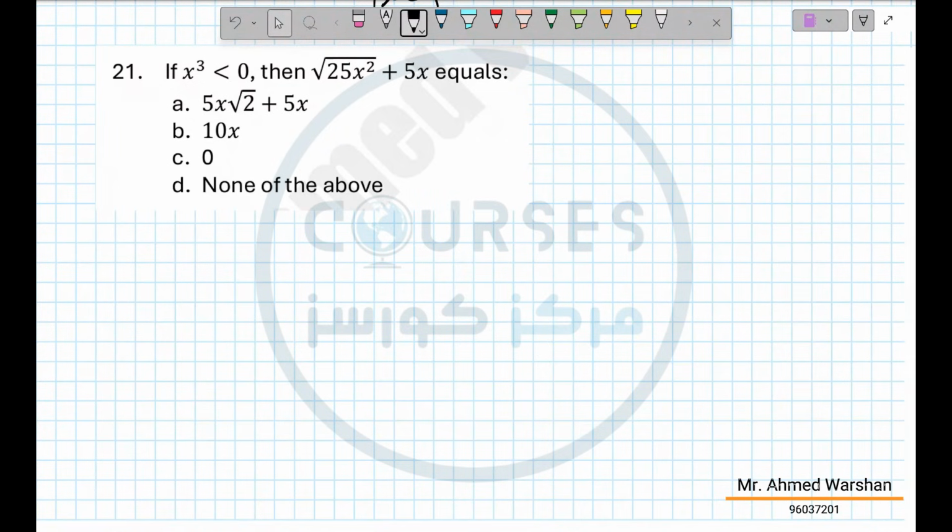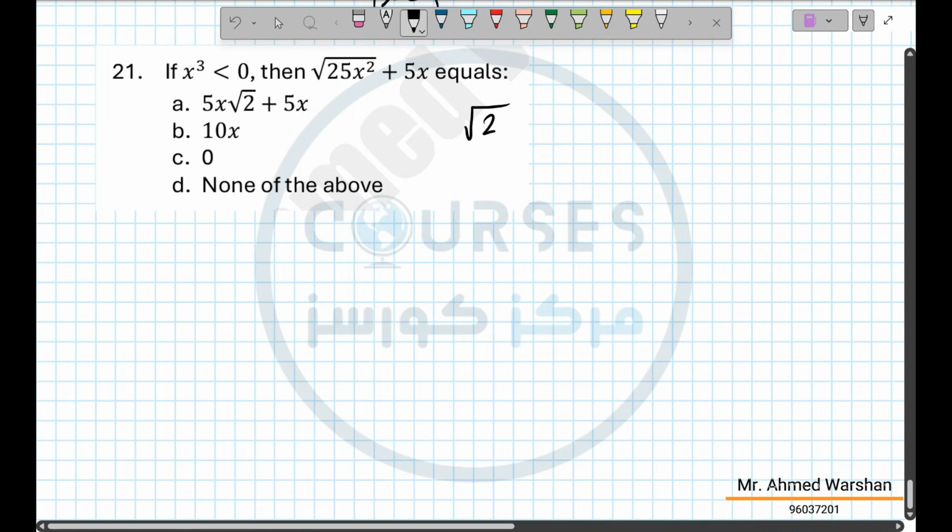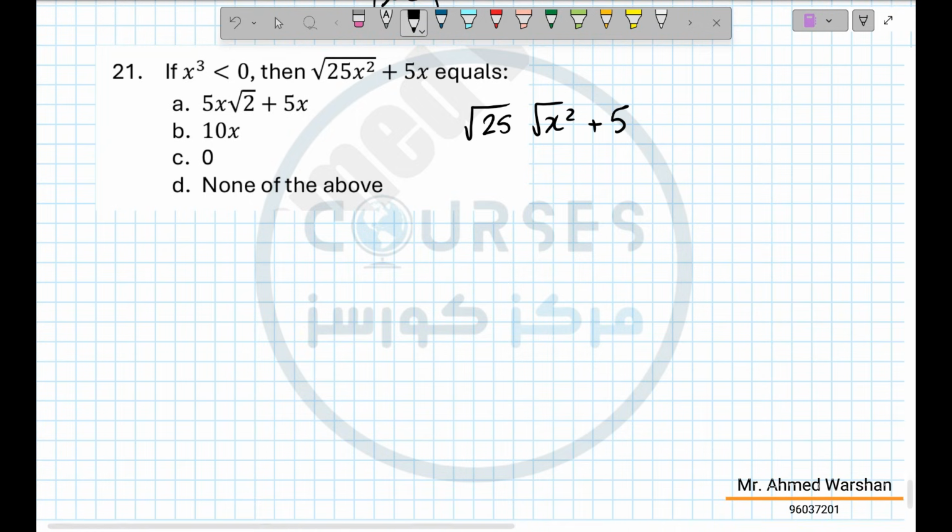Question 21. If x cubed is less than 0, then square root of 25x squared plus 5x equals. This is a really repeated question. We have seen this a lot. So split the root. So that's going to be square root of 25 times square root of x squared plus 5x. Square root of 25, that's 5. Square root of x squared, that's absolute value of x plus 5x.